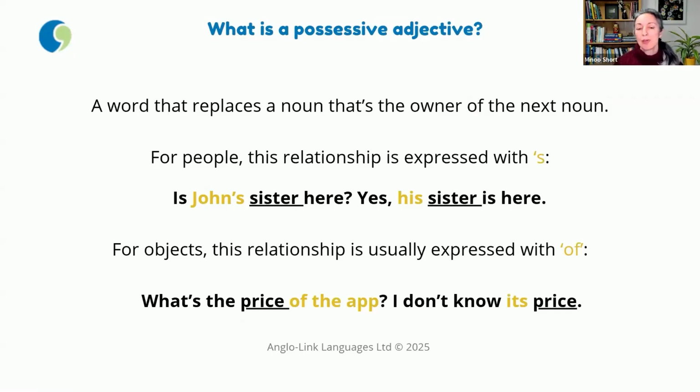For objects, this relationship is usually expressed with the word of. What is the price of the app? I don't know, its price.